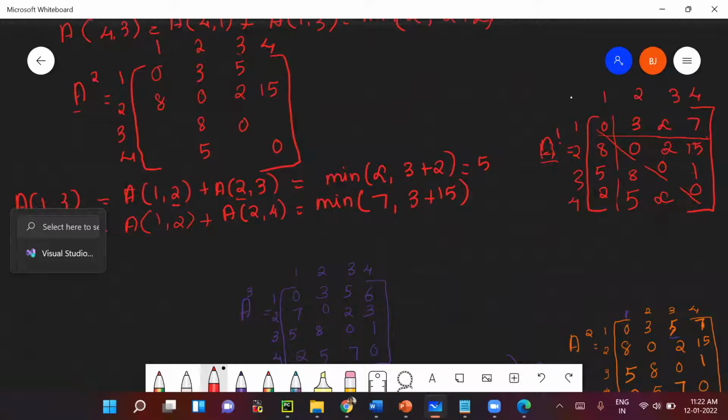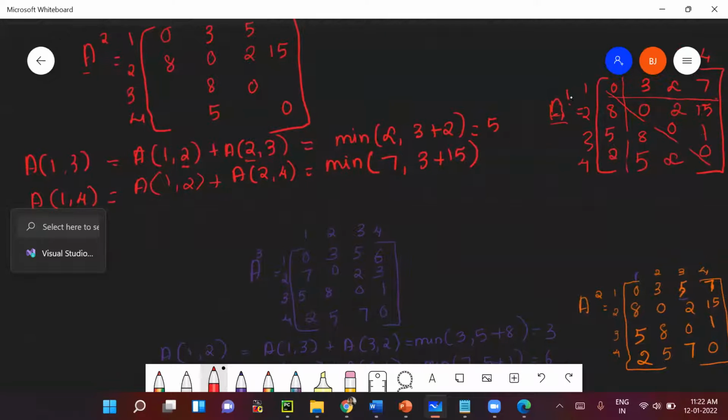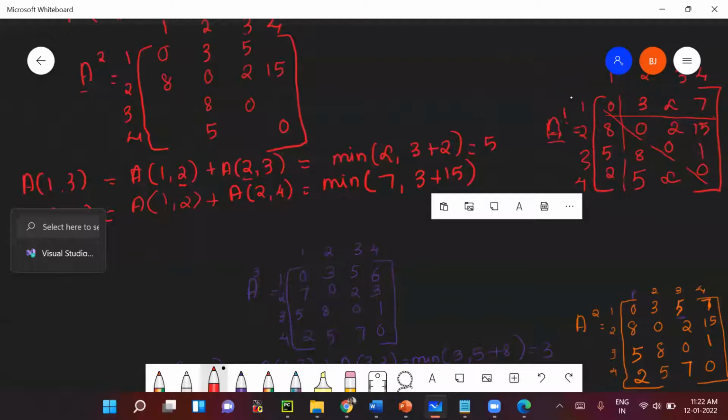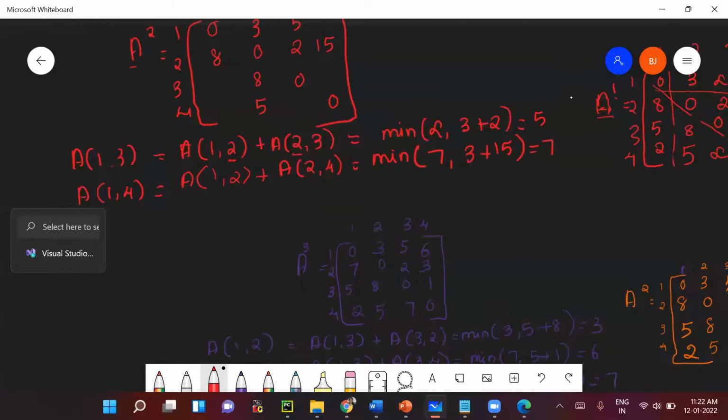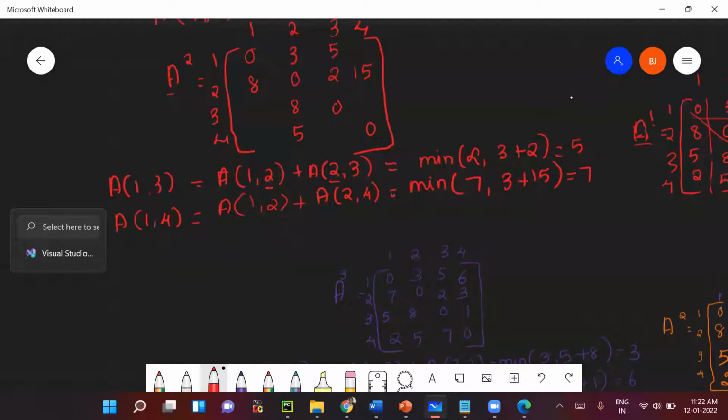So here, the distance from 1 to 4 is 7, correct? 7 and 3 plus 15, right? Yes, ma'am. So which is minimum? Here it is 7.